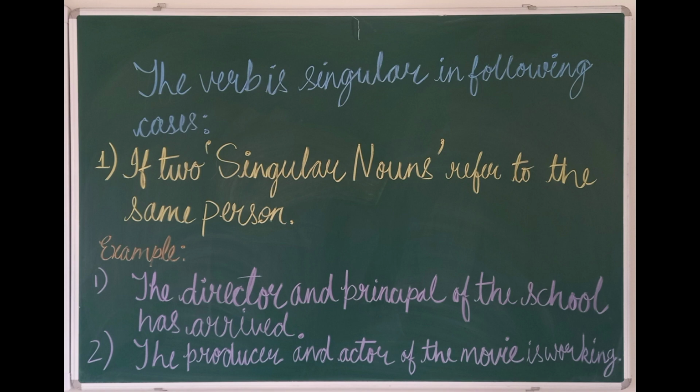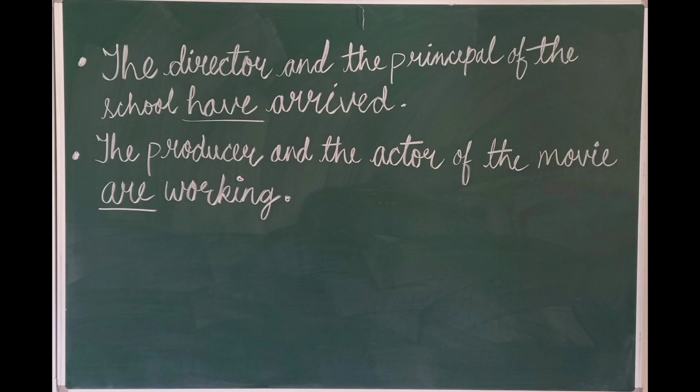Now look at these sentences, children. The director and the principal of the school have arrived. Here we are using the article the before director and principal separately. It means we are talking about two persons. Here the director is one person and principal is another person. That's why we have used the plural form of auxiliary verb, that is have.